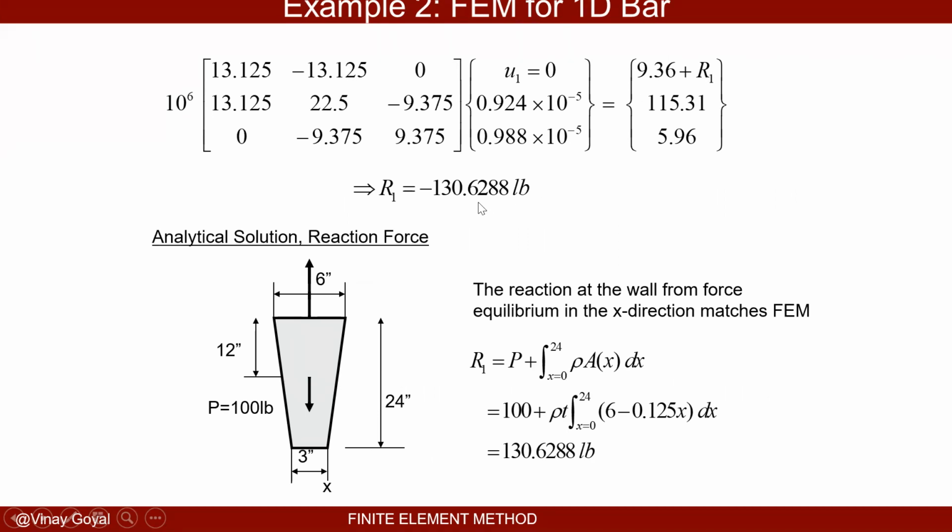You can do a free body diagram just to verify your results. You know there's a reaction force at that end, which is what I'm trying to calculate. And you can calculate the total amount of weight this is producing on this piece, and this extra 100 pounds. And when you do that, you get 130 pounds, which is what I got with finite elements.